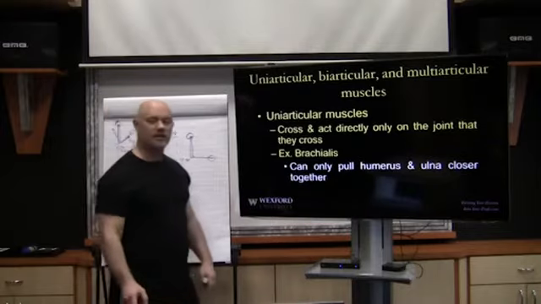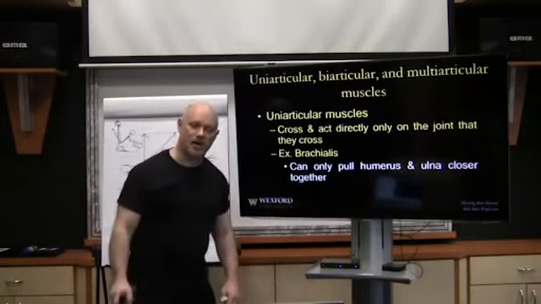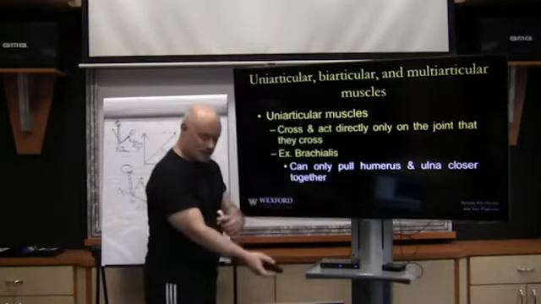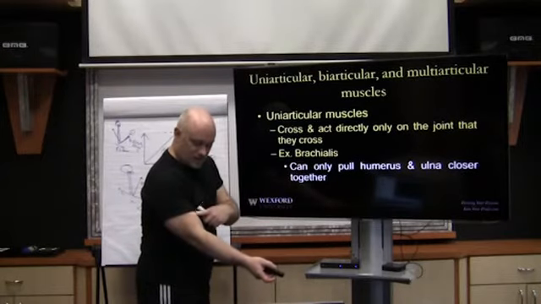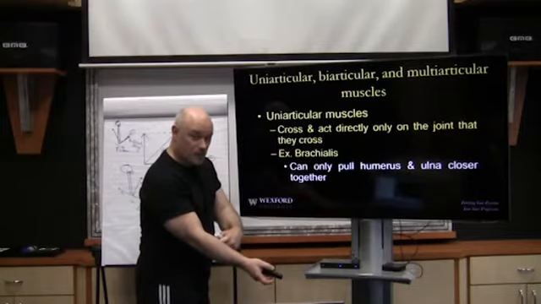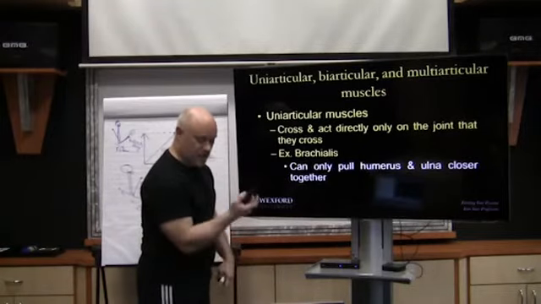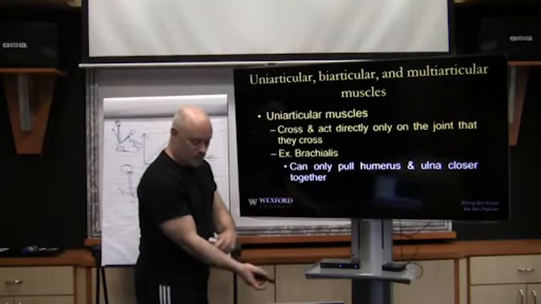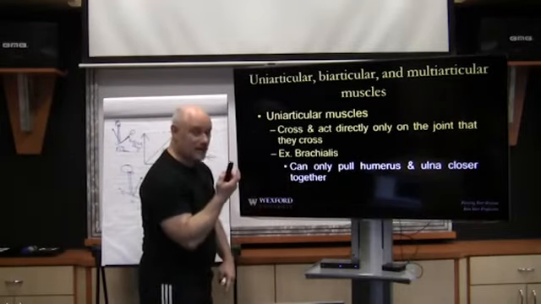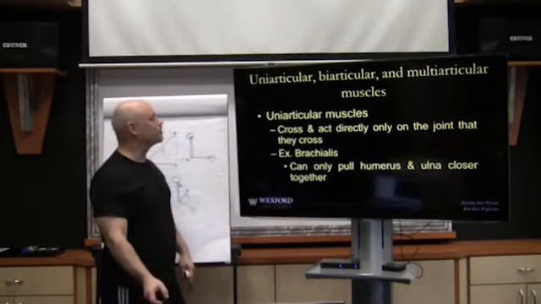Oh, I'm sorry. Let's go back. I'm thinking of the coracobrachialis. If we look at the brachialis, it crosses the elbow joint and is attached from the middle of the arm across the elbow joint, and all it does is elbow flexion. Pulls the humerus and ulna closer together. That's all it does. My mistake.